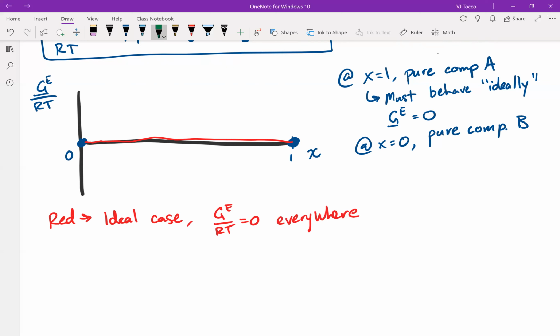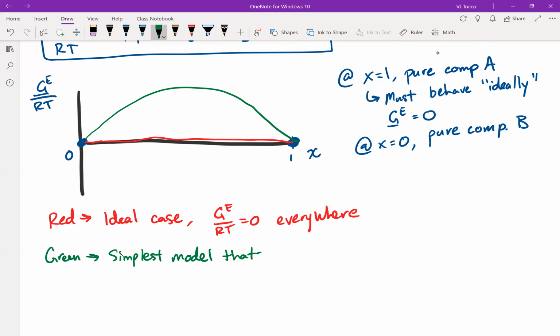What is the next simplest function that I can have? That is a symmetric parabola. So something like that. Keep in mind that I could have any function here. I'm just going in order of simplest to most complex. So green is the simplest model that is not ideal, and this is a symmetric parabola.